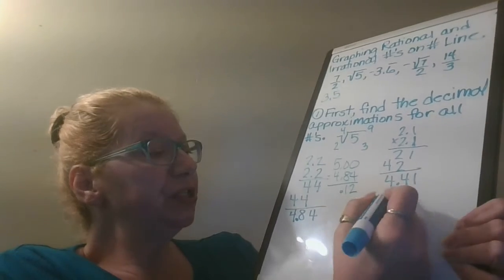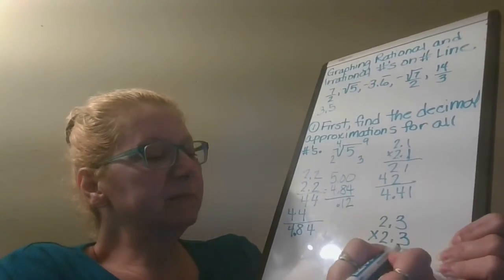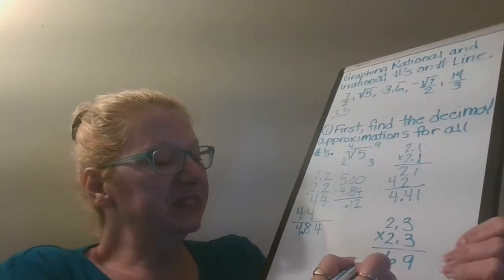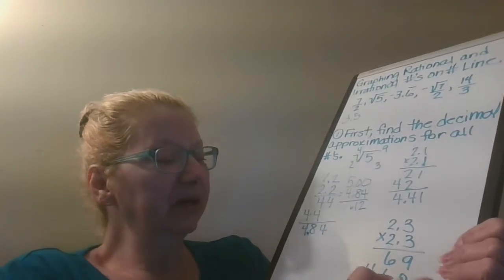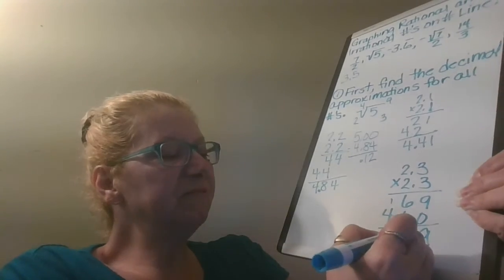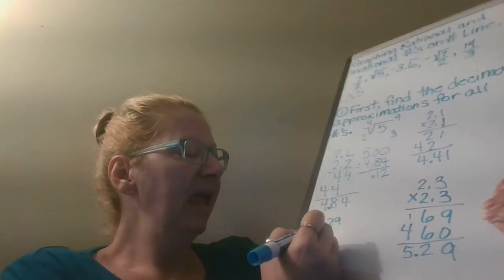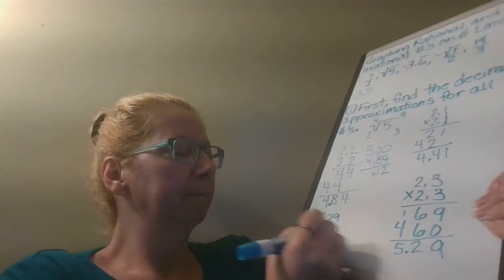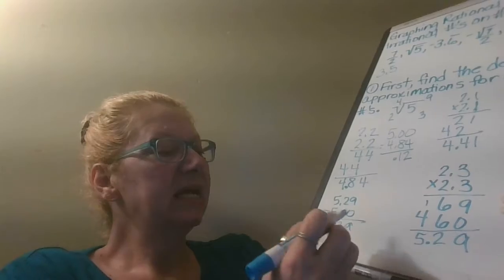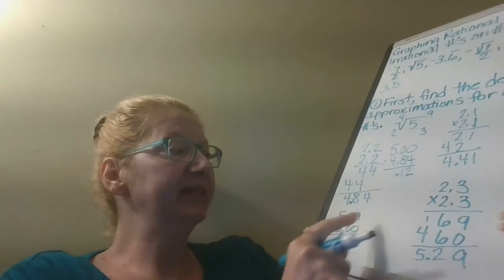So I'm going to do 2.3 times 2.3. 3 times 3 is 9. 3 times 2 is 6. 2 times 3 is 6. 2 times 2 is 4. Put our 0 placeholder there. And we get 9, 2, carry a 1 is 5. 5.29. So let's see what the difference between 5.29 and 5.0 is. 9, 2, and our decimal point. So we are 0.29 away from 5 when we do 2.3 times 2.3.